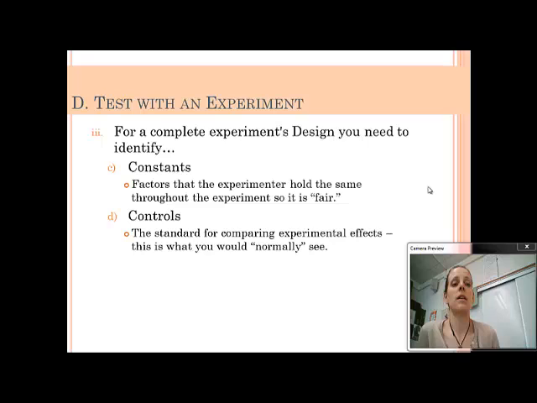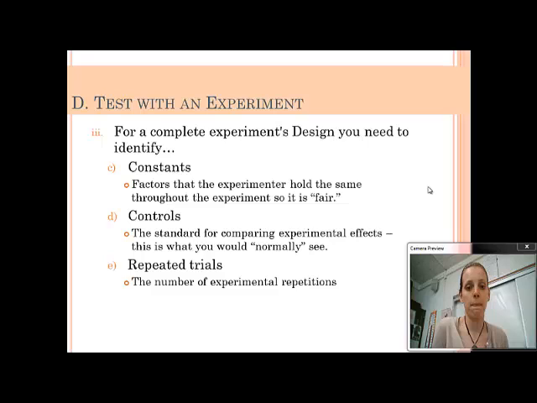So if we go back to the plant scenario, a constant would be that all the gardenias are grown in the same type of soil. For a control, think of a control as a baseline measurement. So in my plant scenario, I need a gardenia that's receiving no fertilizer. And I need to compare the growth of that gardenia with the growth of the gardenias that are receiving fertilizer.